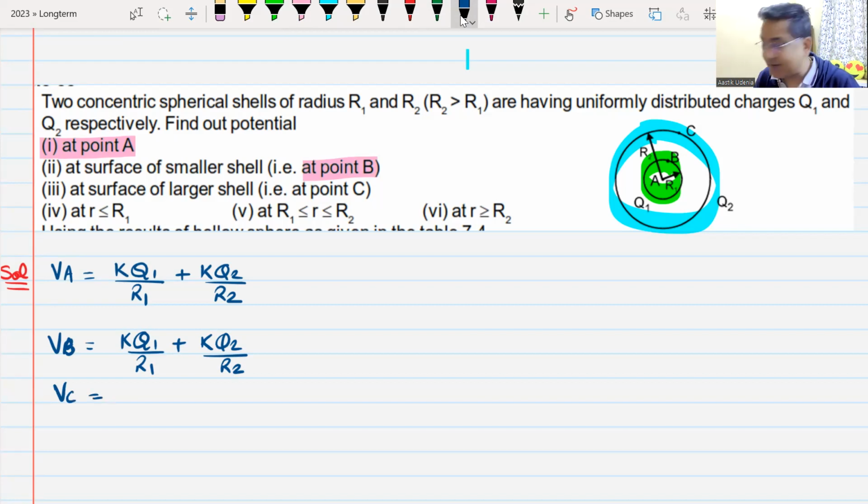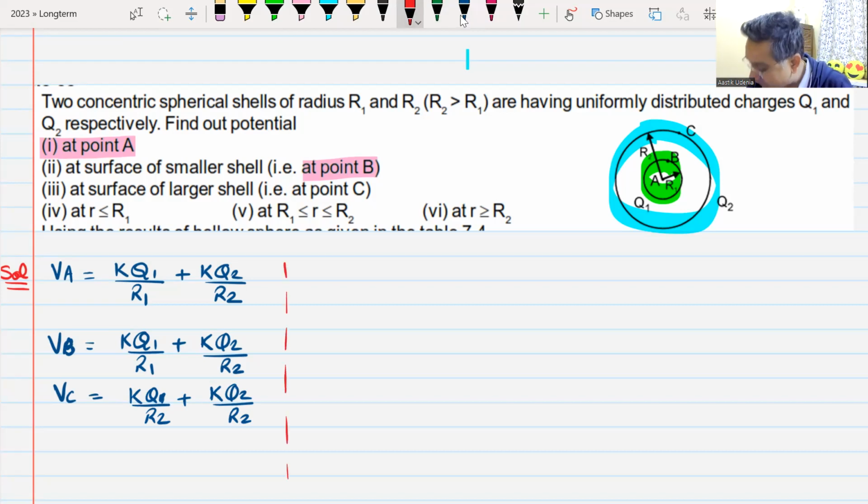Potential of point C. Point C is outside the smaller shell, but on the surface of the bigger shell. The distance is equal to R2 from the center of the shell. So the answer becomes K Q1 by R2 plus K Q2 by R2. Do we understand this? Yes, sir. Now, we move on to the next category.